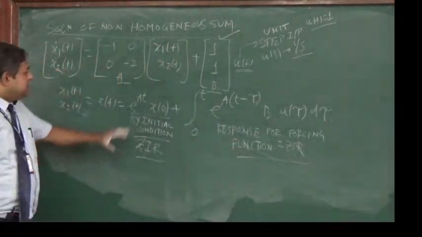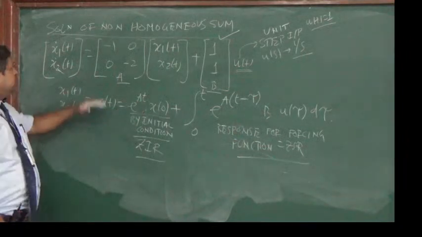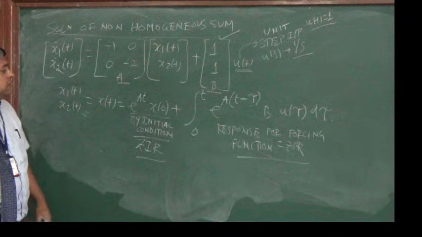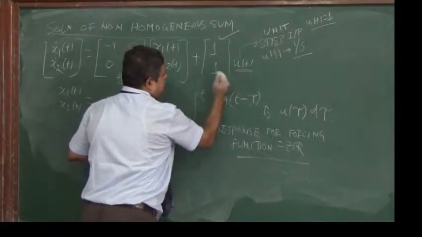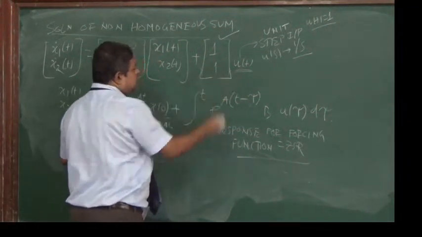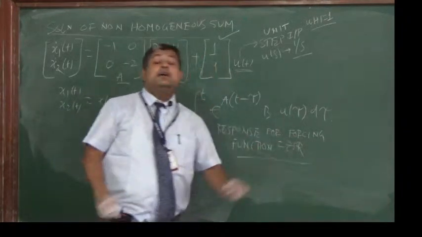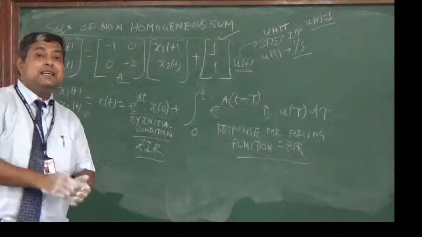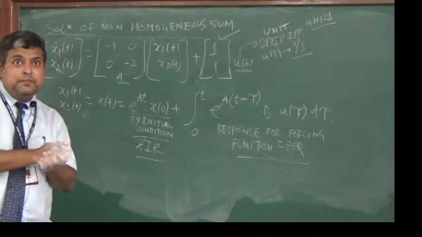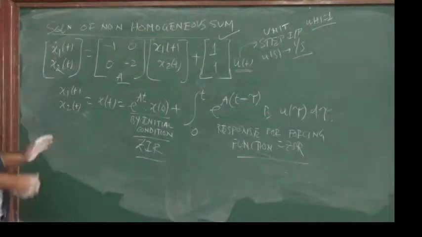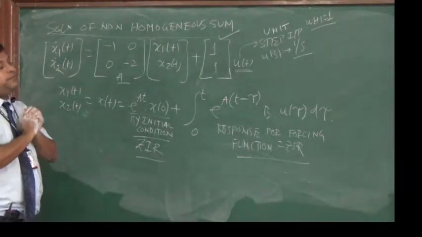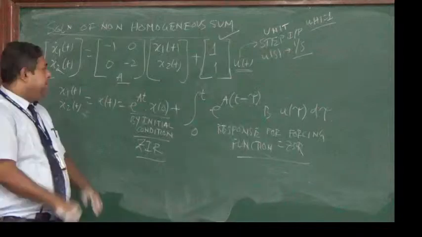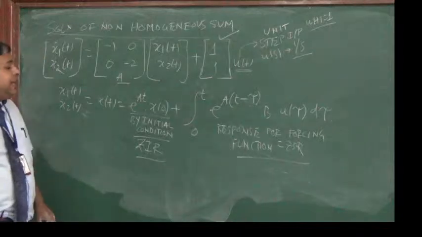So this is the non-homogeneous system. This is the initial part, e raised to At x0, and this part is the forcing function part, the response for whatever input is given to it. Now the input given is the unit step input, and how to calculate the whole thing is what is to be shown. The solution we will do in 4 to 5 steps, and that will be it for the day.